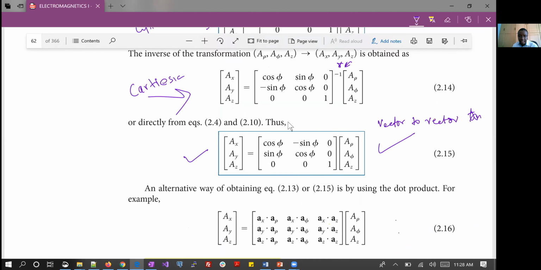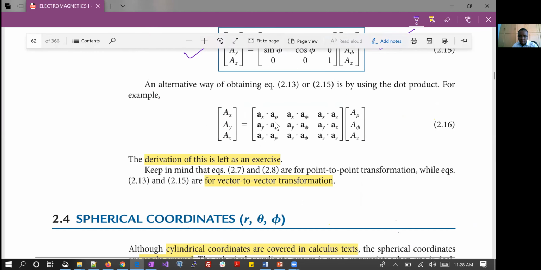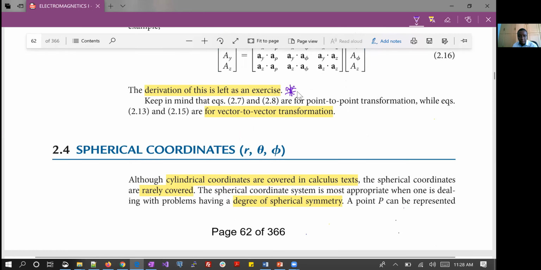And similarly, this is the mathematics I told you earlier about the axioms. You know what happens when you dot AX dot A rho, and even the authors say that if you want to derive that, you can do that on your own. That is sufficient to talk about cylindrical, and that gives us some time now to talk about spherical.